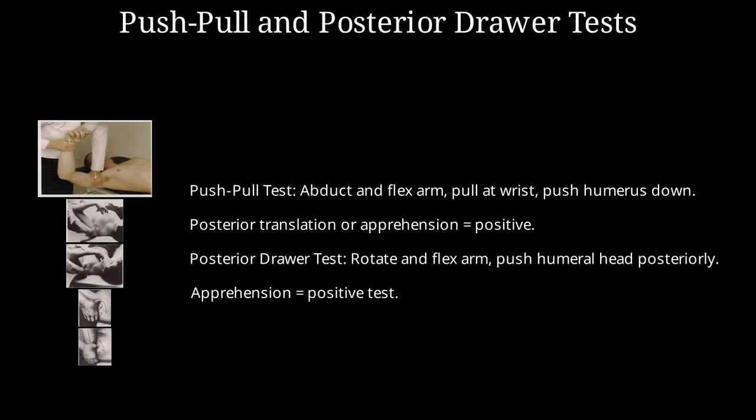The push-pull test involves abducting and flexing the arm, then pulling up at the wrist while pushing down on the humerus. Posterior translation or apprehension is a positive sign. The posterior draw test assesses posterior instability by rotating and flexing the arm while pushing the humeral head posteriorly.